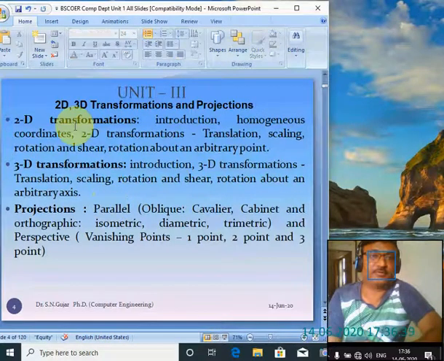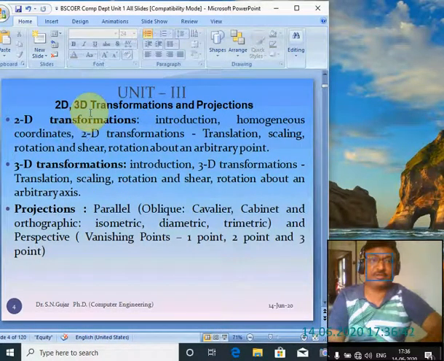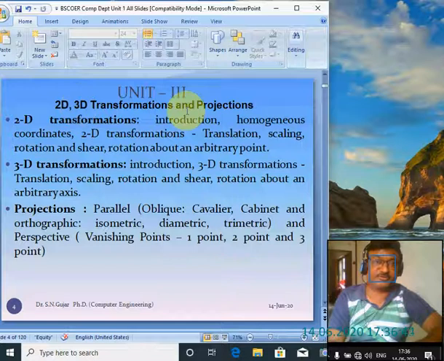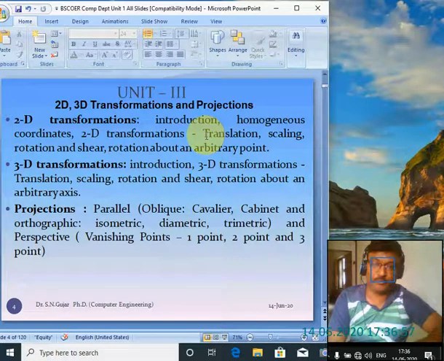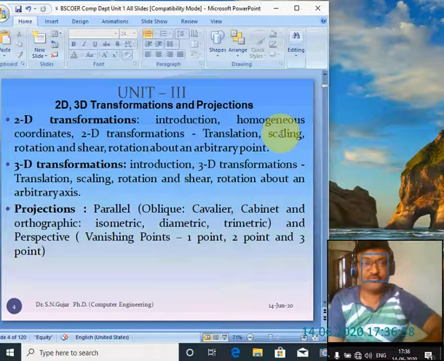Now unit number 3. Unit number 3 covers 2D and 3D transformation, 2-dimension and 3-dimension transformation, and projections. Here in 2D transformation you are going to learn the introduction and the homogeneous coordinate system. 2D transformation contains translation, meaning translating any polygon from the old position to the new position.